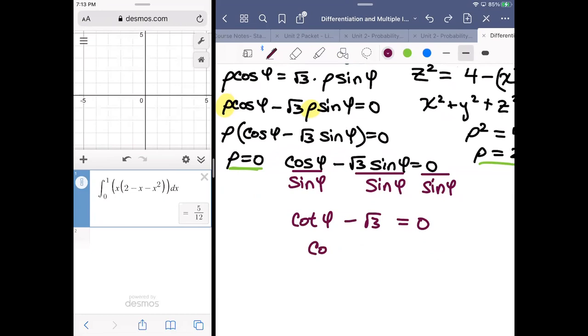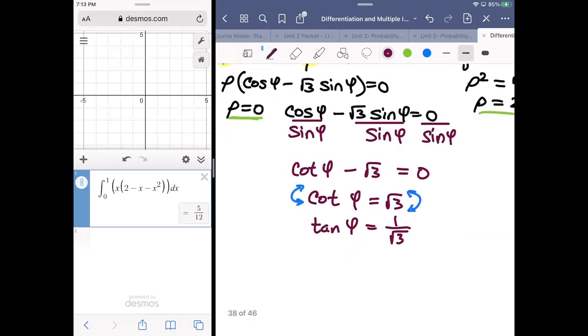Cotangent of phi is equal to radical 3. Now, if you don't happen to know your cotangent relationships off the top of your head, you can take the reciprocal of both sides. The reciprocal of cotangent is tangent, and the reciprocal of radical 3 is 1 over radical 3. Either way, you're going to have to know some kind of fact. So phi is going to be equal to 30 degrees, or pi over 6 in radian form. If you know your unit circle trig, you're going to be in pretty good shape.